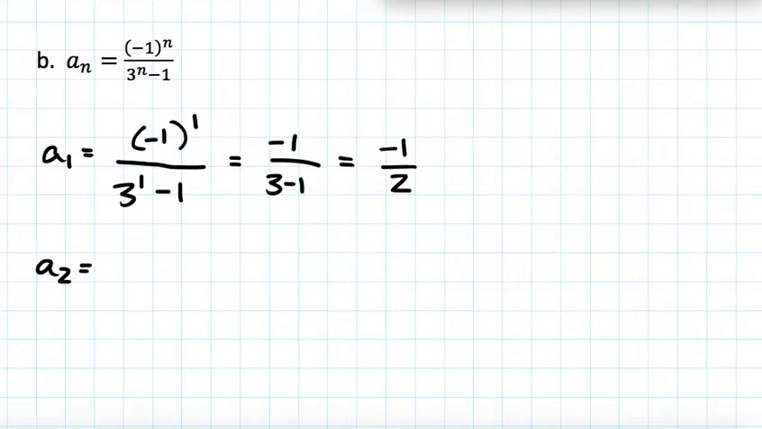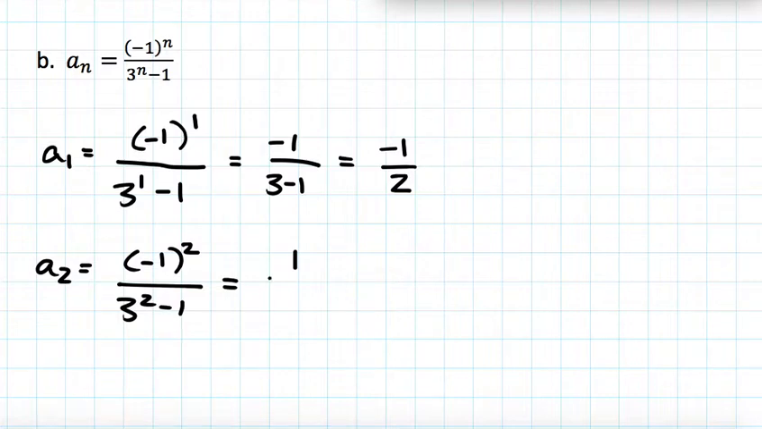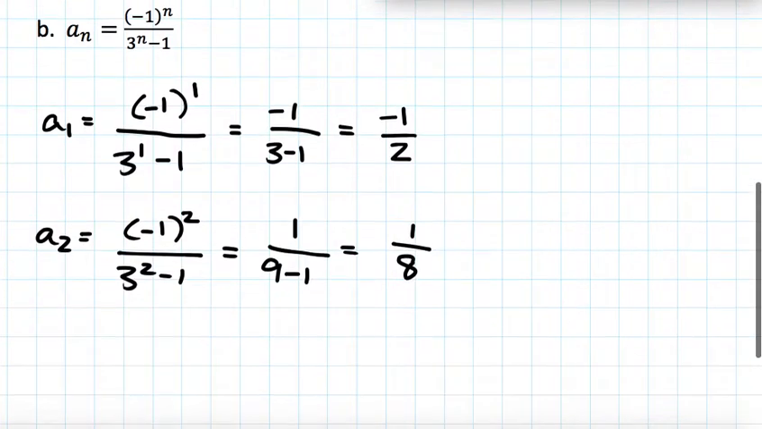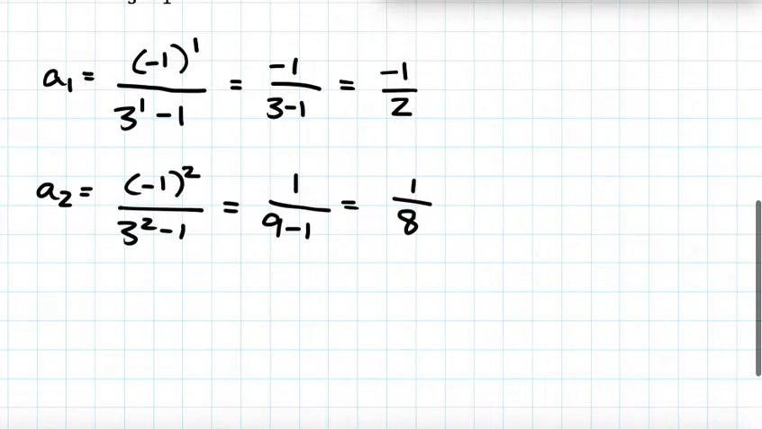I'm going to plug in 2. Now, -1 squared is +1 because it's -1 times -1. And 9 minus 1 is 8, so this is going to be 1/8. Next, I'm going to plug in 3.